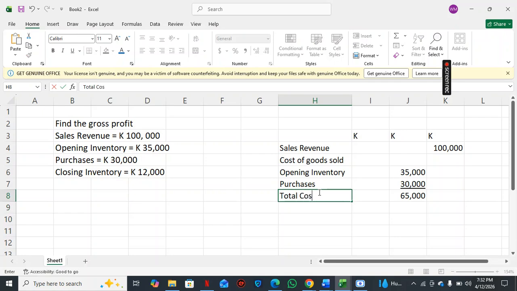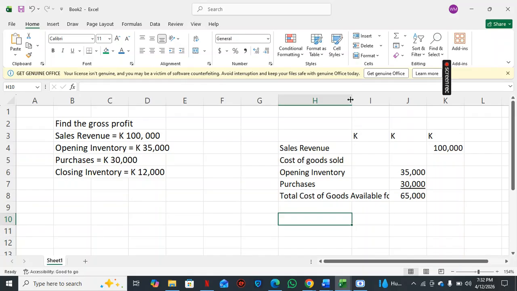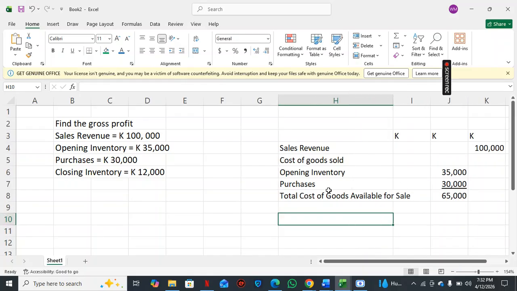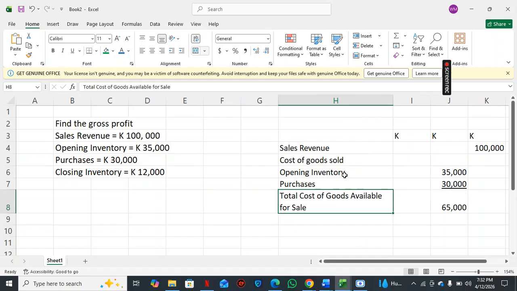Total cost of goods available for sale. Any questions up to this part? Because remember, once we're done with this topic, we'll be saying bye to it.